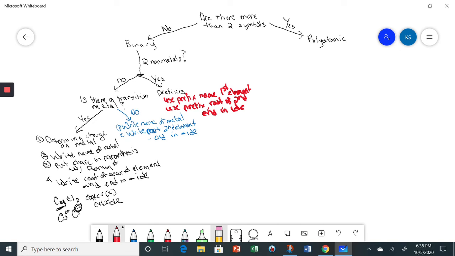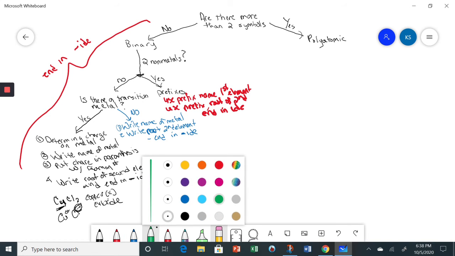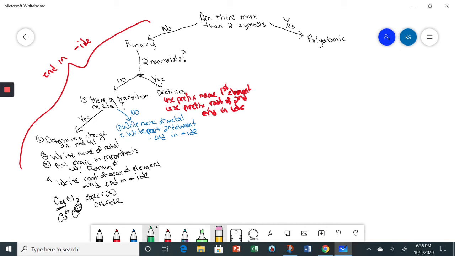Notice these all end in IDE. Binary ends in IDE. Okay. Now, polyatomic. Does it start with a metal?